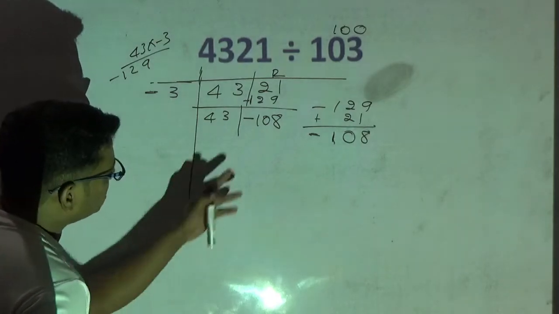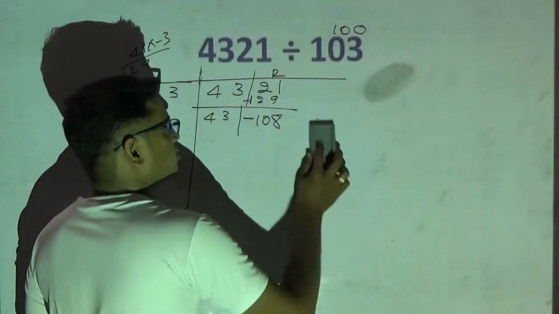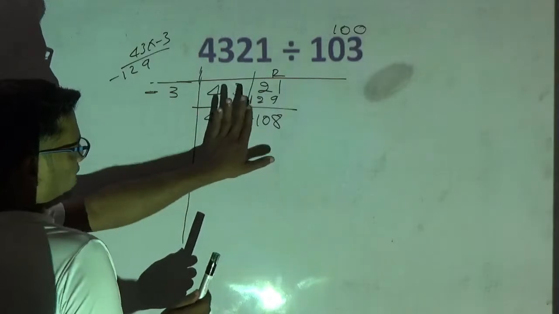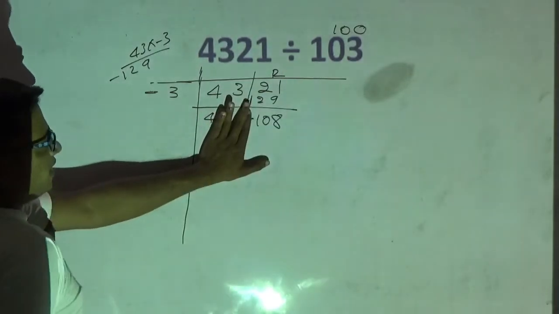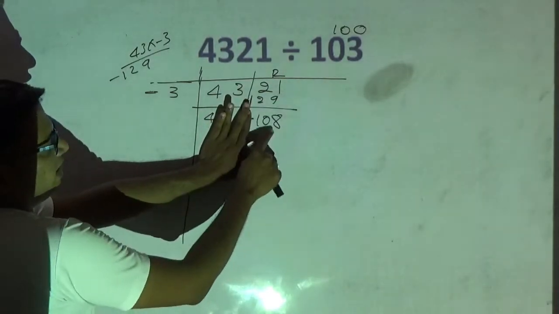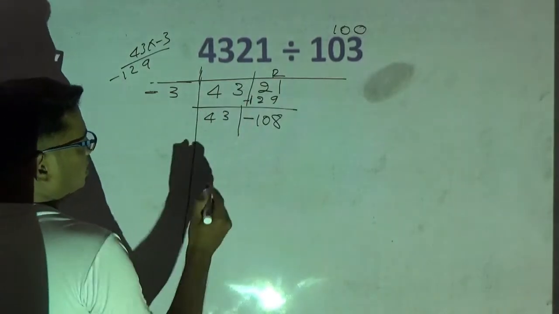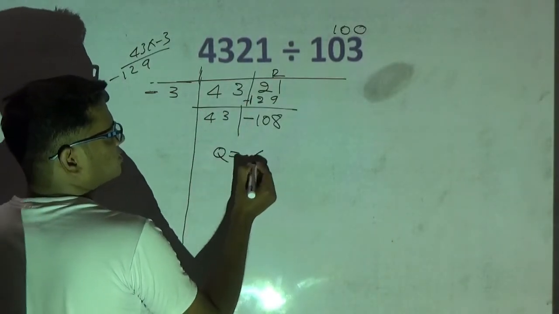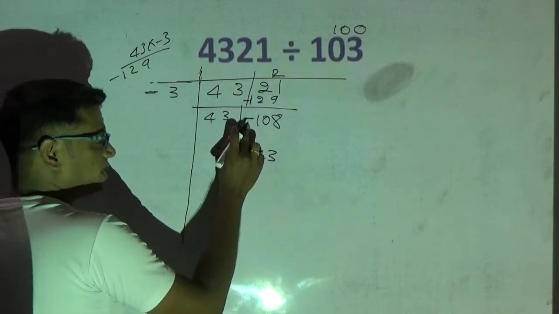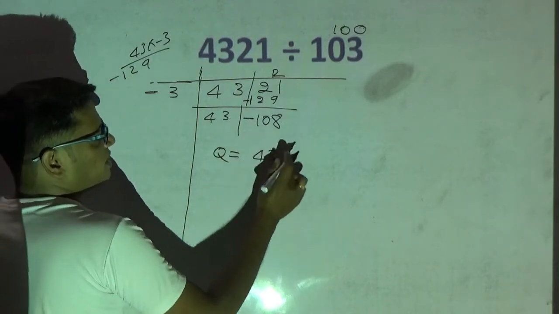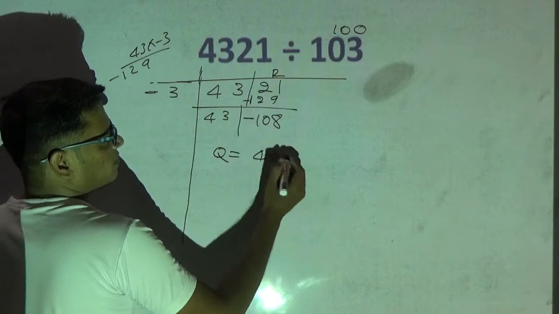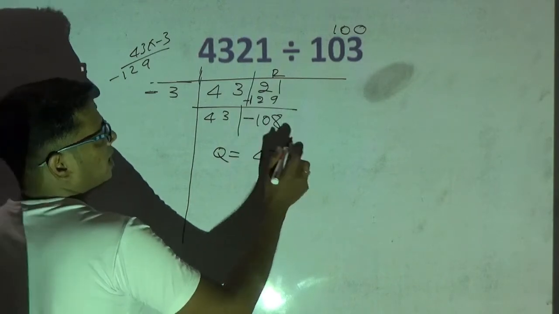Now, initially you ignore the sign. Consider only 108. Now from which number am I dividing? 103. Can I divide 108 by 103? Yes. How many times will it go? One time. Therefore, the quotient is 43. Since there is a minus symbol, you write minus 1 here.